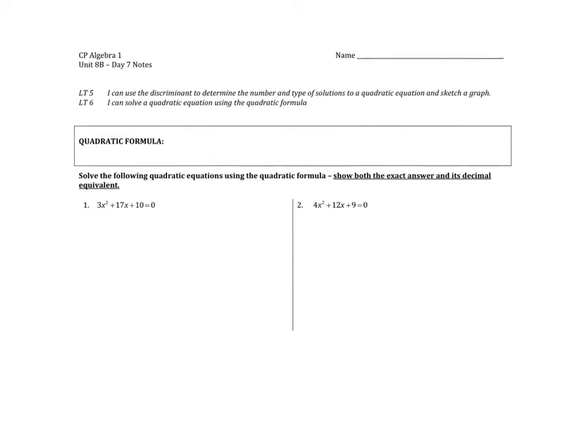Hello, welcome to day 7. So what we're going to do today is learn how to solve any quadratic equation using the quadratic formula.